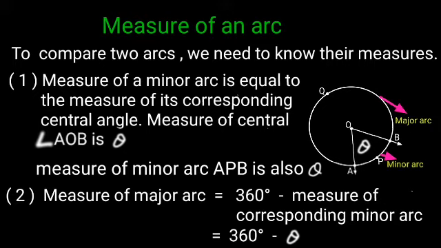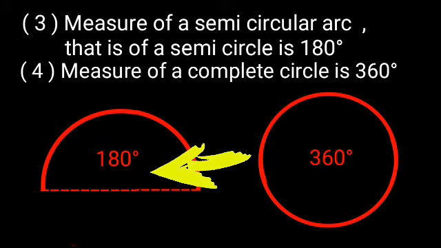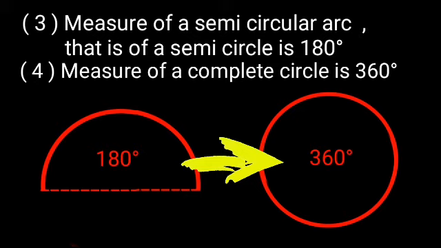Second, measure of major arc is equal to 360 degrees minus measure of the corresponding minor arc, that is equal to 360 degrees minus theta. Third, measure of a semicircle arc is 180 degrees. Fourth, measure of a complete circle is 360 degrees.